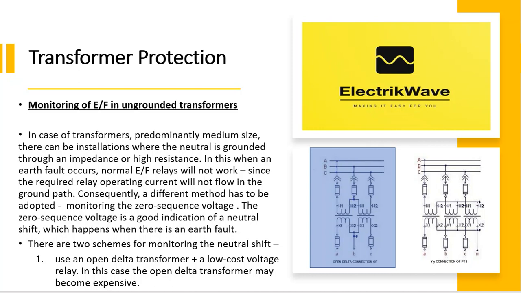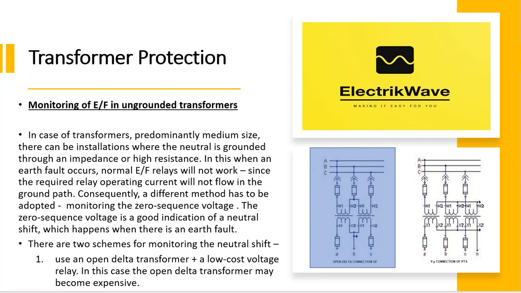Monitoring of earth fault in ungrounded transformers. In case of transformers, predominantly medium size, there can be installations where the neutral is grounded through an impedance or high resistance. In this case, when an earth fault occurs, normal earth fault relays will not work, since the required relay operating current will not flow in the ground path. Consequently, a different method has to be adopted, monitoring the zero sequence voltage. The zero sequence voltage is a good indication of a neutral shift, which happens when there is an earth fault.